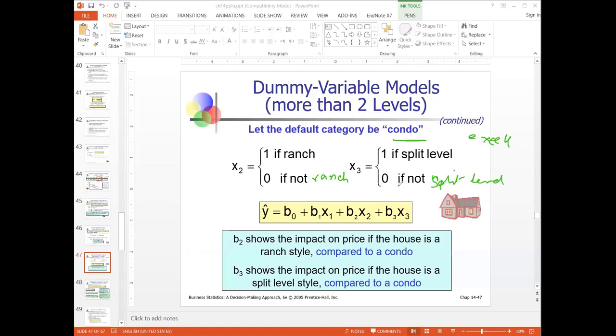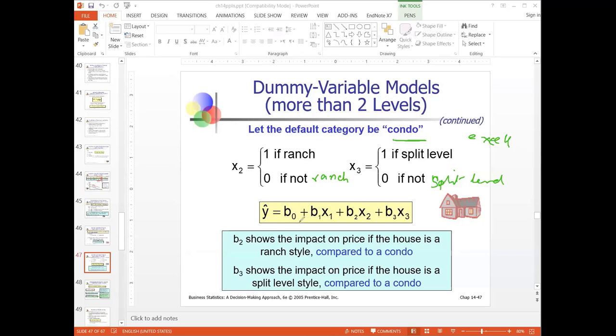Okay, so it means definitely ranch. When it is ranch, it means it can be split or condo. And when it is split, it is definitely not ranch, it could be split or condo. So there is now a little bit of confusion. So how to solve it? Let's see how they are doing it.